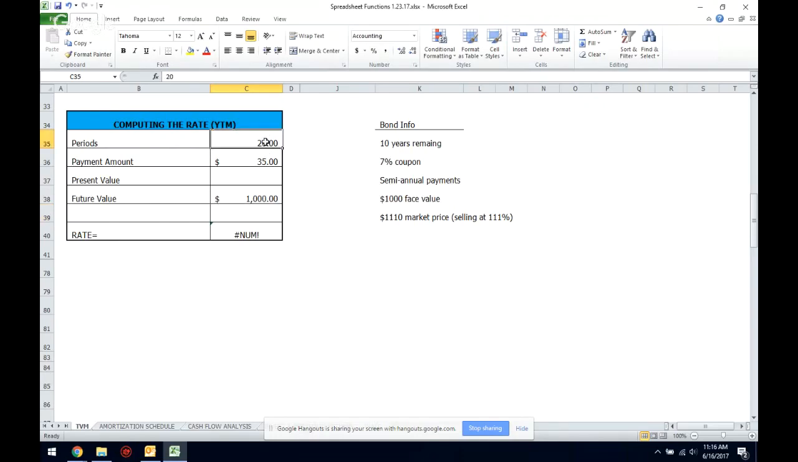So here's what the market tells us. If we want 20 payments of $35, and at the end of those 20 payments of $35 in 10 years, we're going to receive $1,000, right now, given the risk of this company and the health of the market, that's going to cost us $1,110. Okay, so let me just correct that real quick. It's going to cost us $1,110.